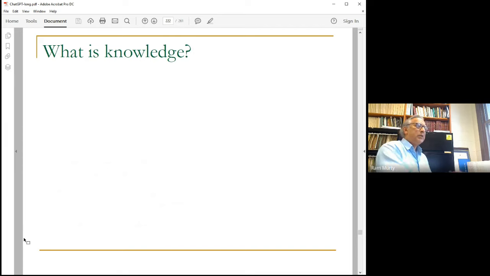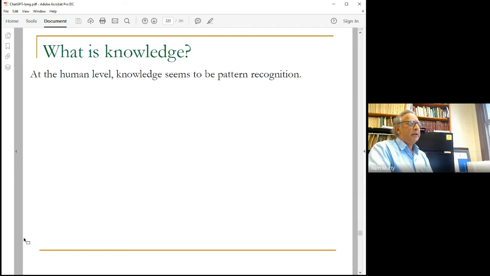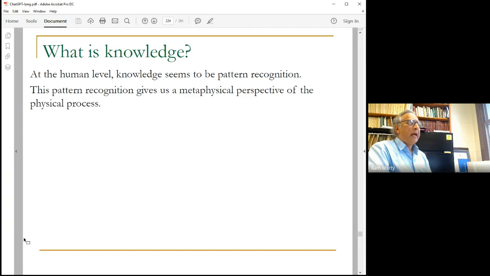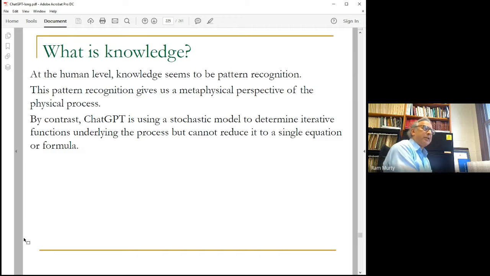So these encounters with ChatGPT lead us to ask very fundamental questions as to what do we mean by knowledge? What is knowledge? At the human level, knowledge seems to be pattern recognition. Pattern recognition gives us a metaphysical perspective of the physical process. By contrast, ChatGPT is using a stochastic model to determine iterative functions underlying the process, but cannot reduce it to a single equation or formula.